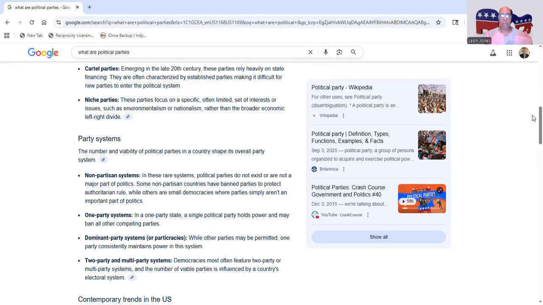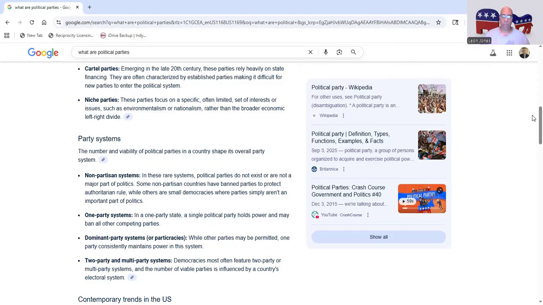Again, in the nonpartisan systems, these are very rare. Some nonpartisan countries have banded together to protect authoritarian rule, talking about areas where you have communism and socialism, while others are small democracies where parties simply aren't an important part of politics.